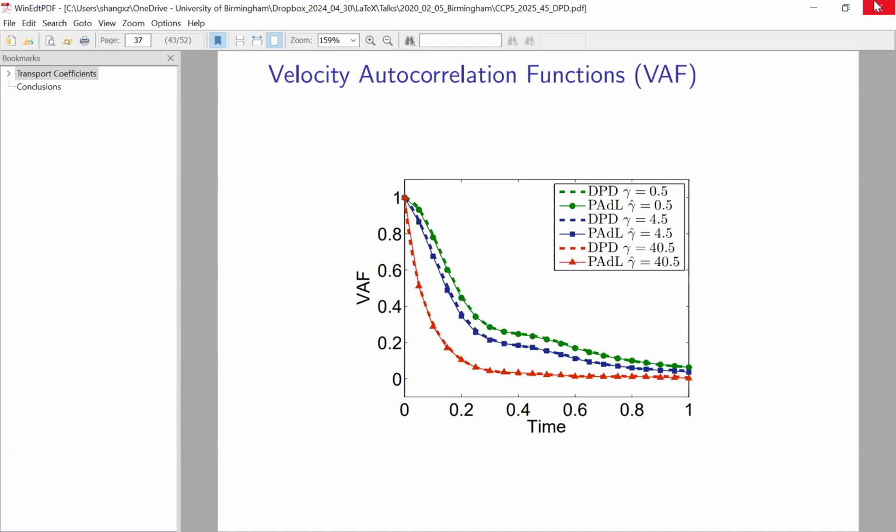And so we look at the dynamical property of the new adaptive DPD, or PAdL, here by looking at the velocity autocorrelation function. As I mentioned at the very beginning, if we integrate this velocity autocorrelation function, you can estimate the diffusion coefficient from here. So it's quite important to check. And what we can see here is that for a wide range of the friction, the VAF of DPD and the PAdL, or adaptive DPD, stay very close to each other, which means you can view it as an alternative DPD or adaptive DPD here.